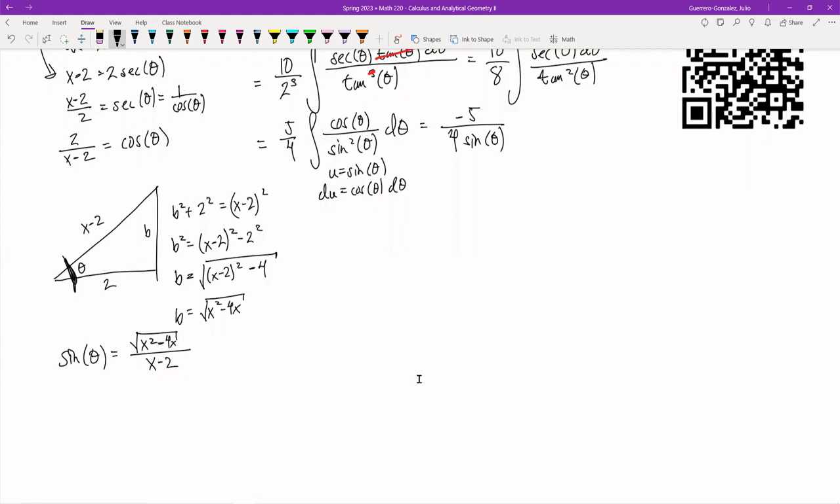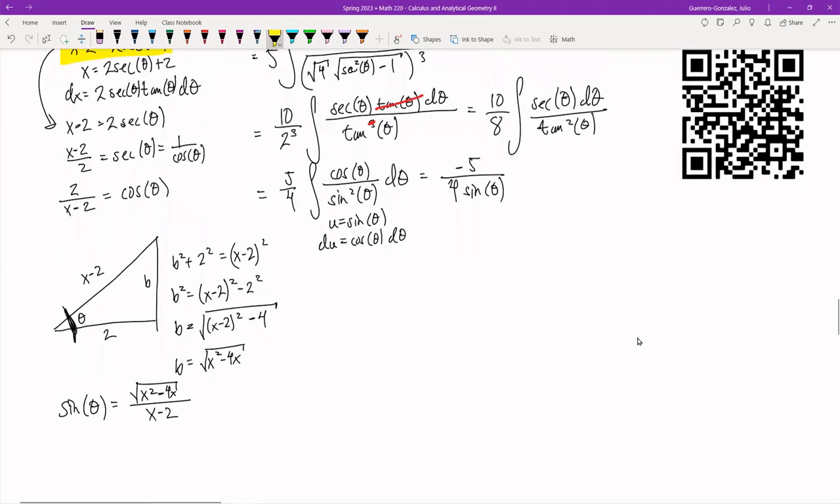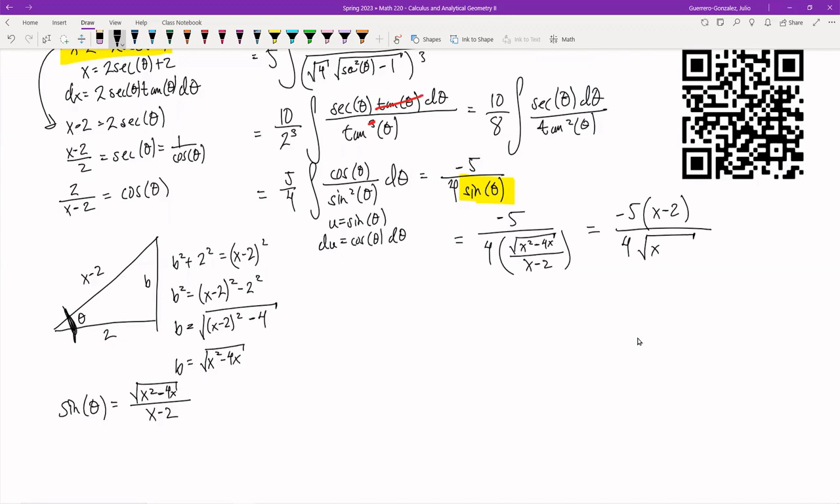Okay, so now we have an expression for sine, right? So then I'm going to keep going here, equal negative 5 over 4, and I'm going to put in my newfangled thing here, square root x squared minus 4x over x minus 2. And if you now sort of clean this up a little bit more, you get minus 5 times x minus 2 divided by 4 times the square root of x squared minus 4x.